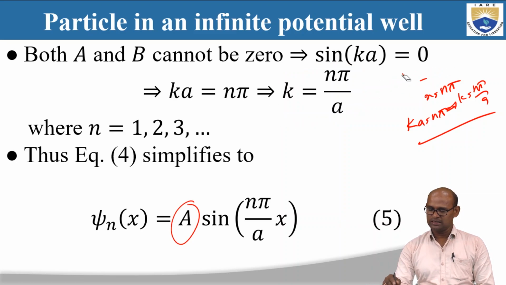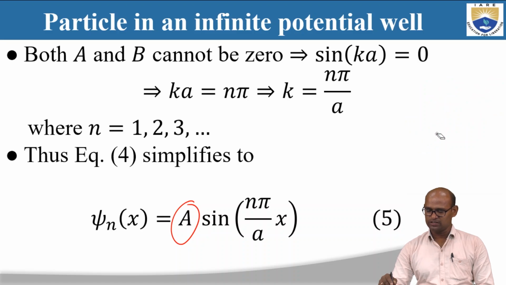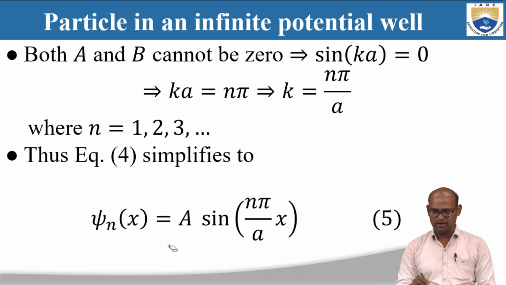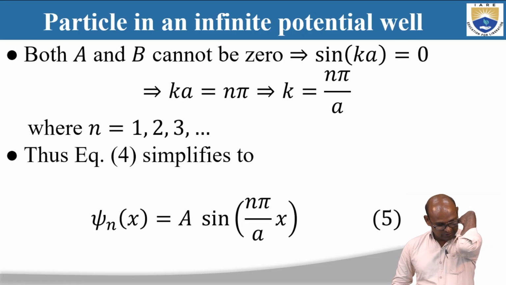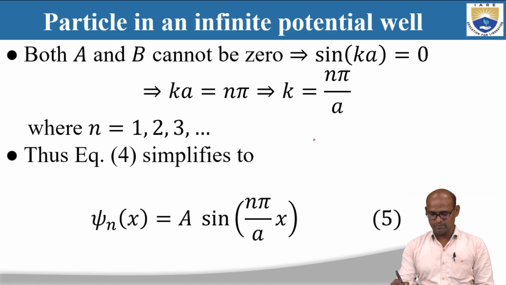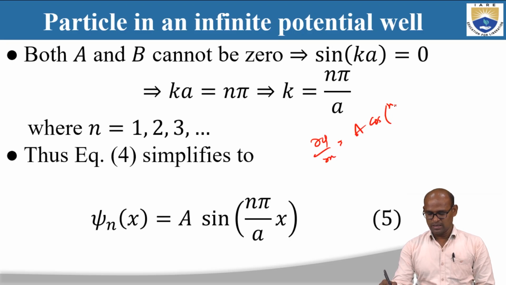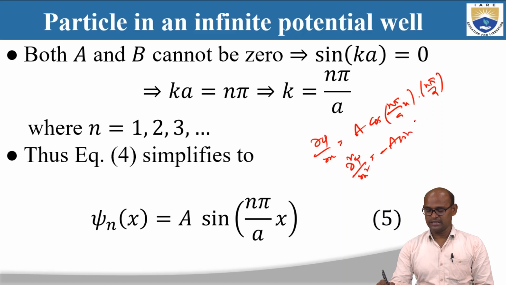So to calculate this a, we are going to differentiate this equation twice. This psi of x we are going to differentiate by substituting the value of k. So differentiate this wave function twice. The first differentiation will be dou psi by dou x is equal to a cos(n pi by a into x) into n pi by a. The second differentiation will be dou square psi by dou x square is equal to minus a sin(n pi by a into x) into (n pi by a) whole square.